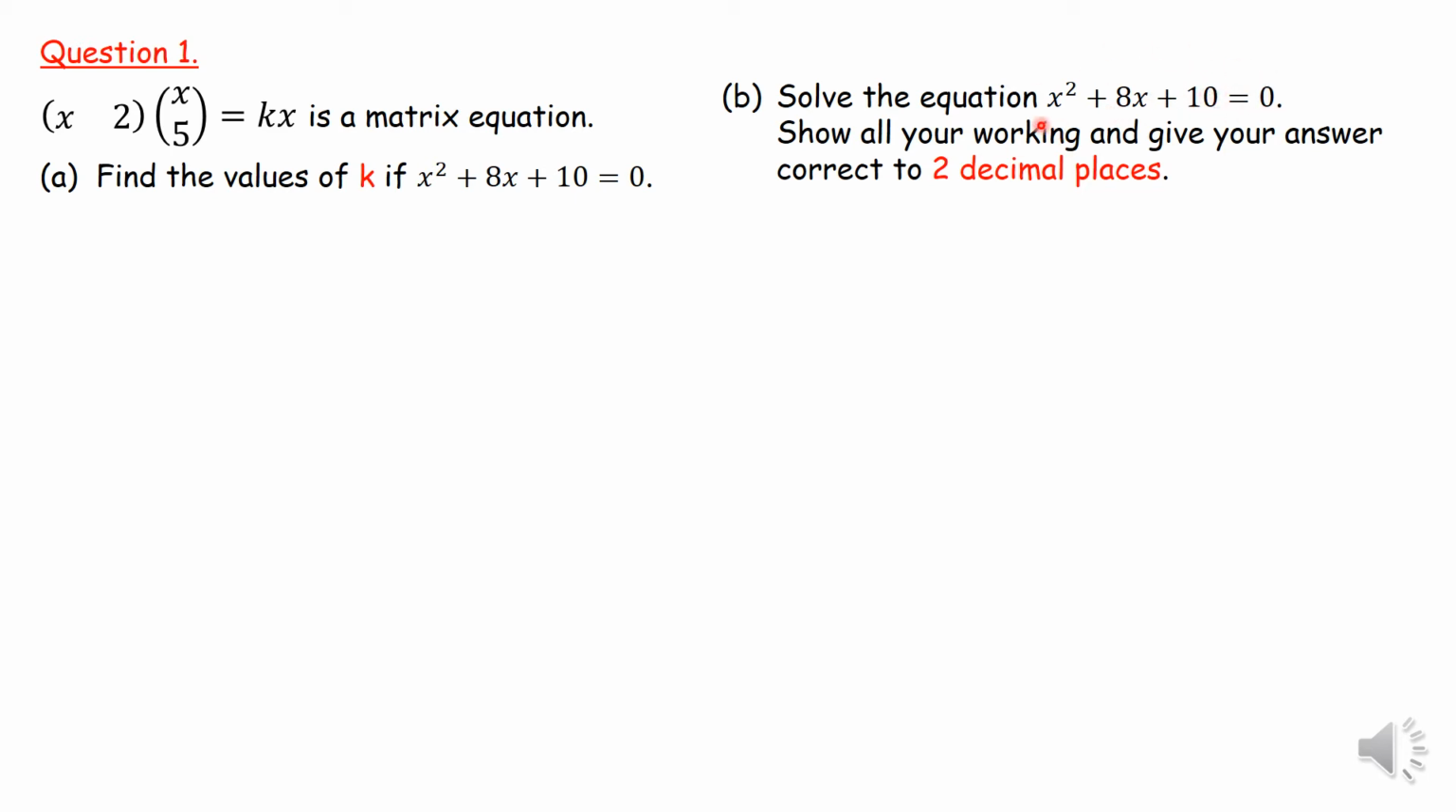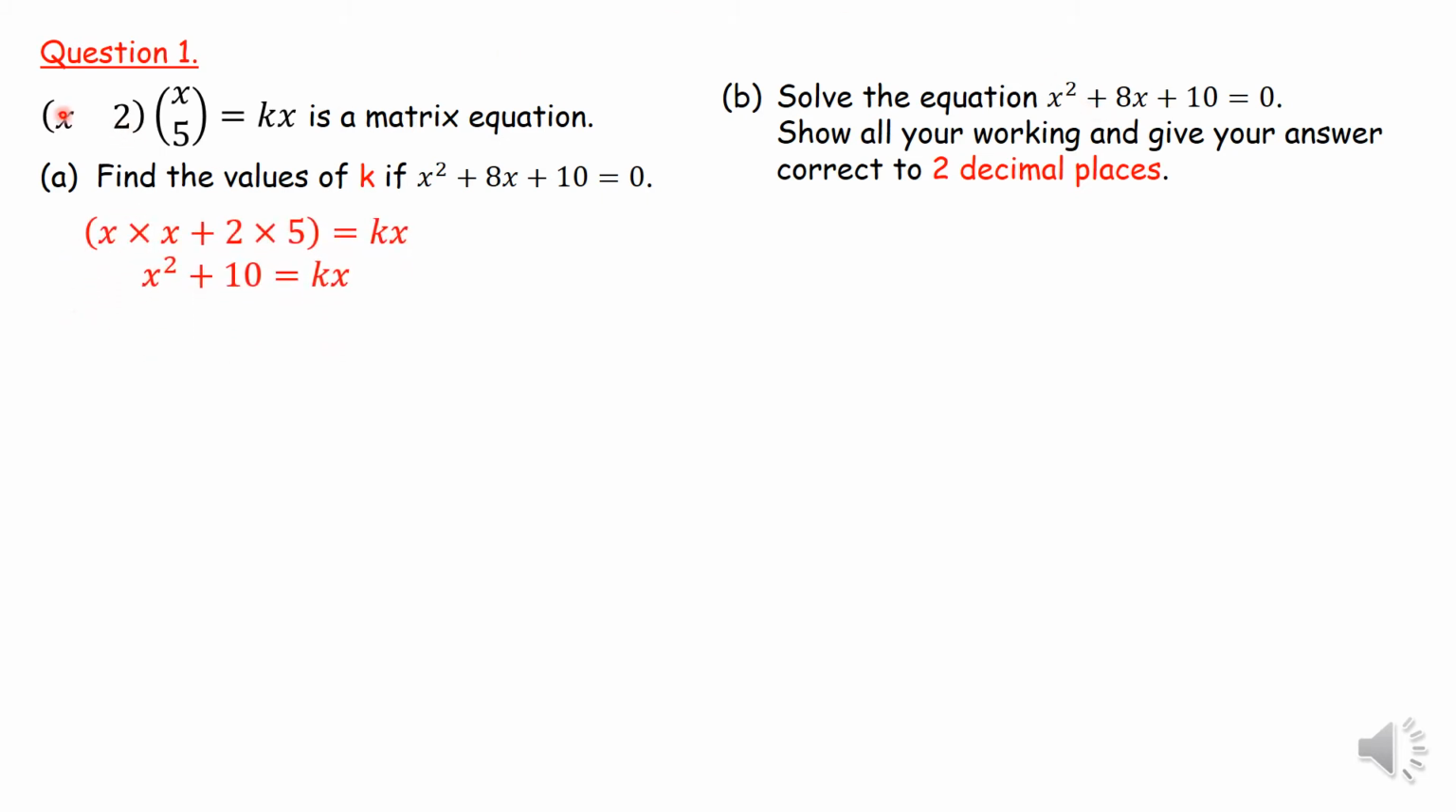Well, it's totally up to you, because if the question says give your answer to 2 decimal places, that means they are telling you that you're supposed to follow a certain degree of accuracy. That means this particular equation does not factorize, and you have to use either the completing the square method or the quadratic formula. All right, so let's do part A then.